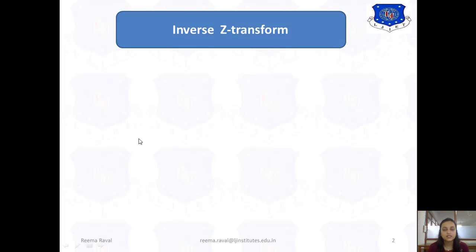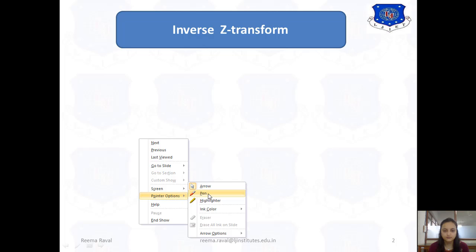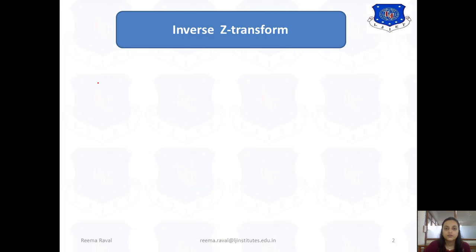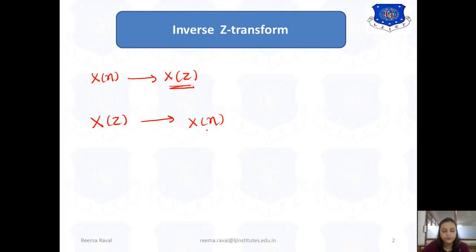So first of all, what is inverse Z transform? In the previous session, we have seen that whenever x of n, that means a discrete time sequence, is given to you, if we perform the Z transform on that, we are going to have the X of Z, that means the Z domain sequence. Now here we are considering the reverse case. Whenever you are given the sequence in Z domain, and you find the sequence originally back in its discrete time form, we are going to perform the inverse Z transform.